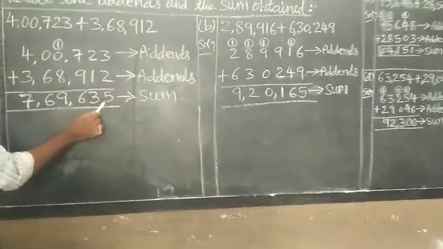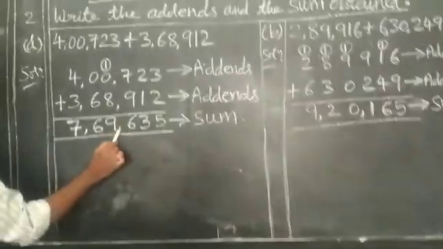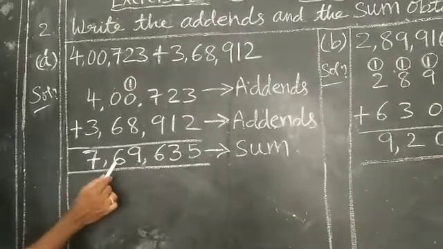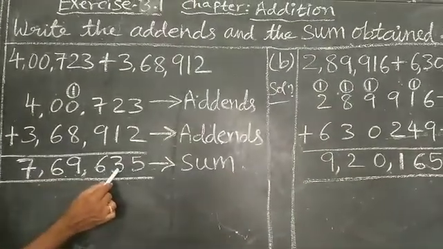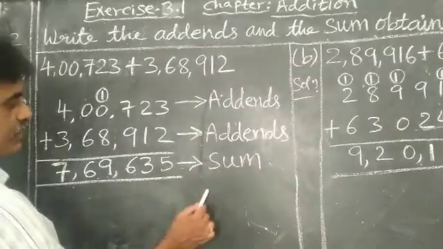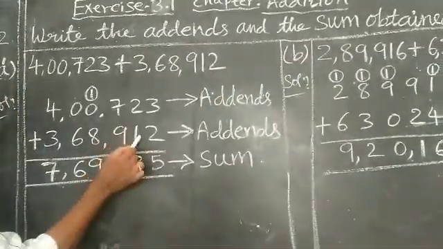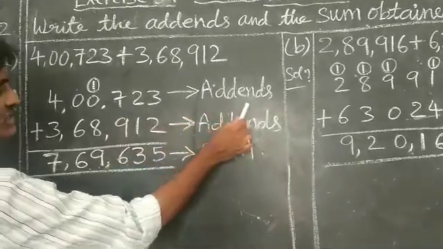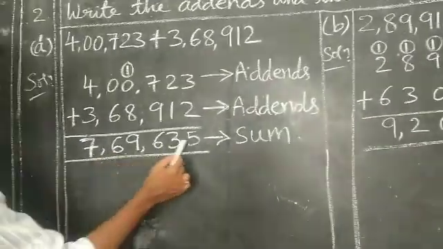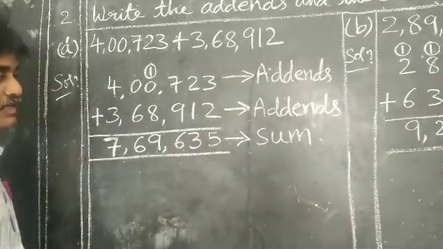How to read it? Put commas: 1, 2, 3, after 3 digits, 1 comma. Next, after 2 digits, another comma. This becomes 7,69,635. This answer is called the sum. So the two numbers which you are adding are called addends, and the answer that you get after adding is called the sum. Understood?